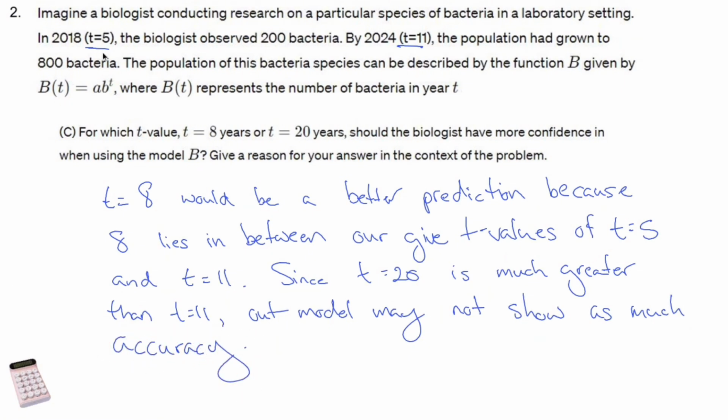Which makes sense. If you're going to predict something based off of 5 and 11, 8's literally right in the middle of it. You wouldn't say, oh yeah, I'm more likely to guess what's going to happen for 20 than for 8, because you can graph these two and at least estimate what's going to happen in between. It's hard to estimate what's going to happen at t equals 20, because 20 is way down the road.